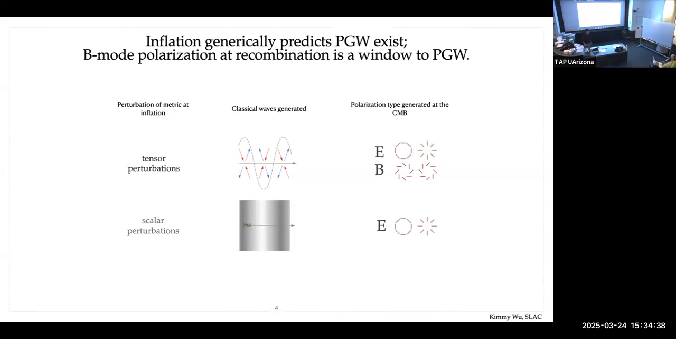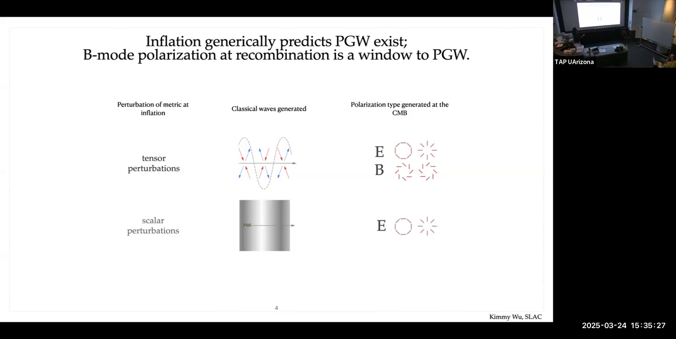All right, so inflation. Inflation generically predicts that there should be primordial gravitational waves, and B-mode polarization is the window to it. So I'll explain that in 3 simple steps from left to right. So from your GR and inflation class, you know, if you have any perturbation of the metric, you can decompose it into tensor, vector, and scalar perturbations. The vector perturbations in simple inflation models decay, so we can ignore them for this standard scenario. The tensor perturbations through inflation get stretched out into classical gravitational waves. So these red and blue arrows signify stretching and squeezing of space-time.